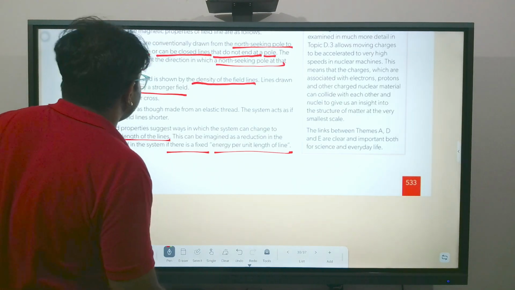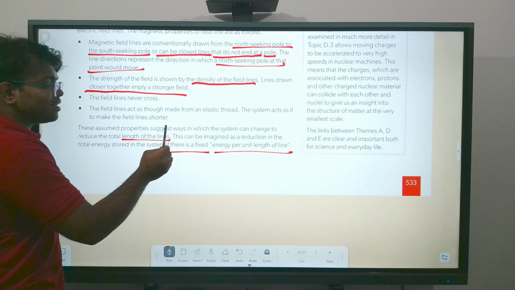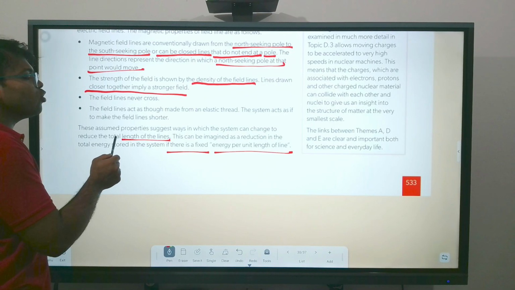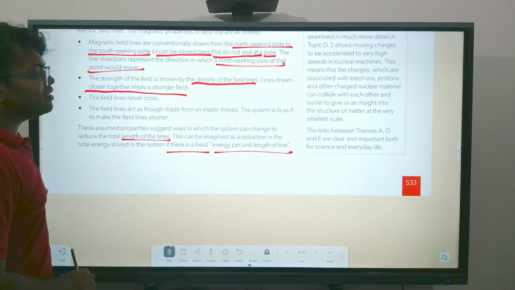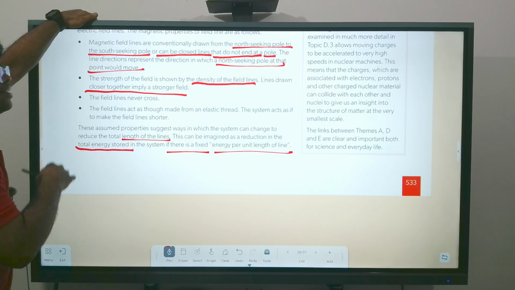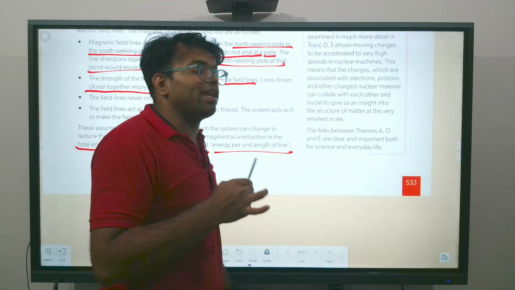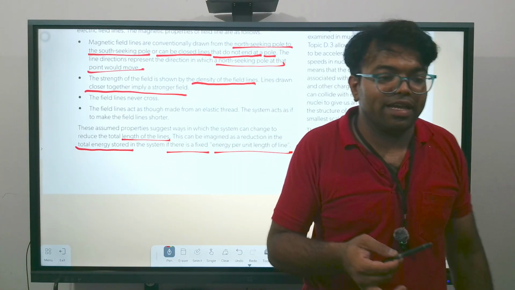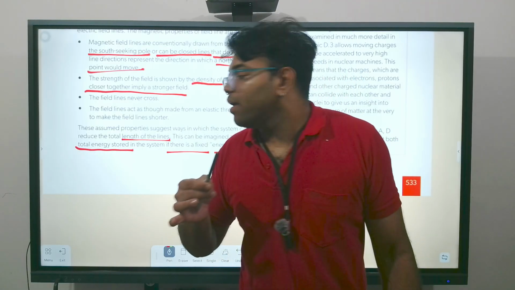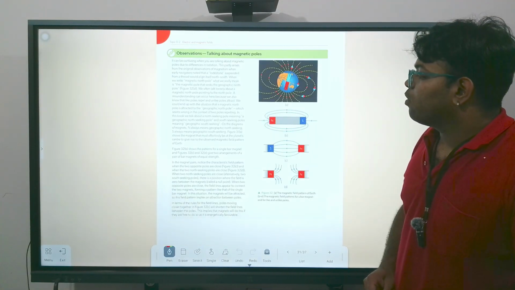Okay, now what is the last line? These assumed properties suggest ways in which the system can change to reduce the total length of the lines. This can be imagined as a reduction in the total energy stored in the system if there is a fixed energy per unit length of the line. If there is a fixed energy per unit length, then what happens? Let's actually move on.